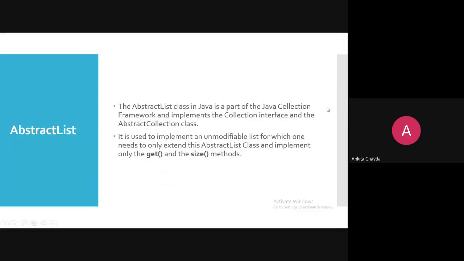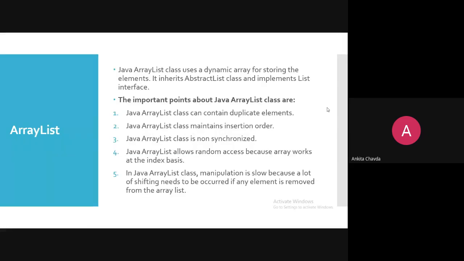The abstract list class in Java is a part of the Java collection framework and implements the collection interface and the abstract collection class. It is used to implement an unmodifiable list for which one needs to only extend the abstract list class and implement only the two methods, get and size. Size will return the size of this abstract list, and get will return the actual object of that class, right? So we'll see the demo, don't worry.